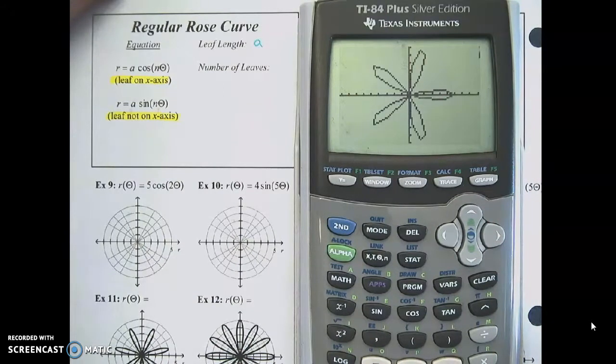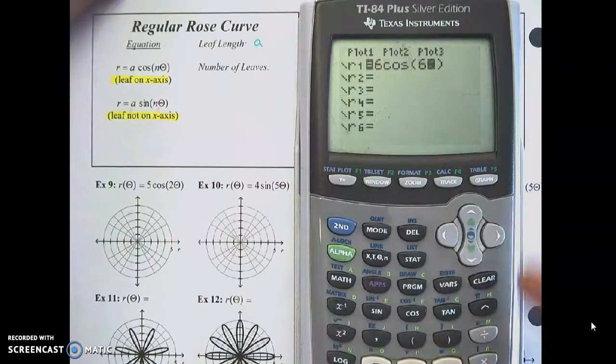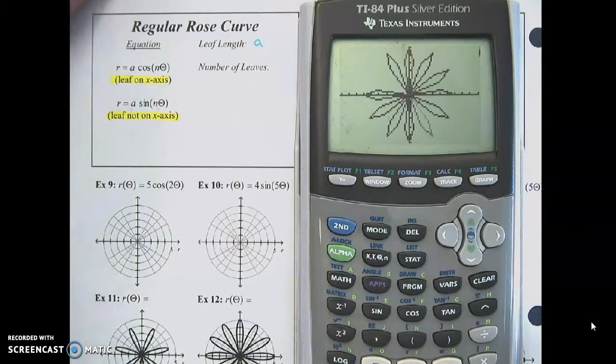When n is 5, we have 5 leaves. Anybody want to take a guess? How many leaves for 6? You're right, there's 12. All right, so a couple things to point out here.